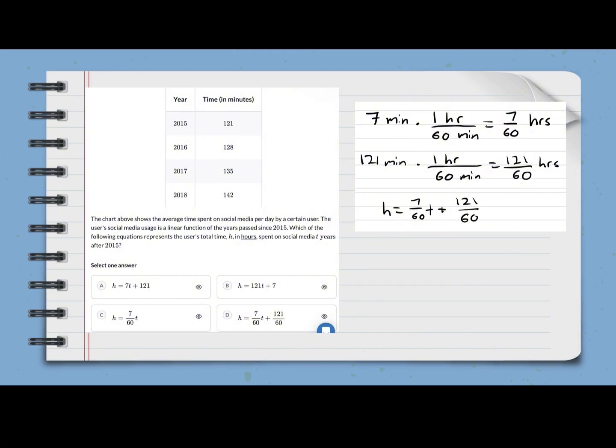Now, 7 will be our rate because that is the change in slope or the change in minutes per year. And 121 will be our y-intercept because that is the year we first start taking our data, which is why we start at that point.